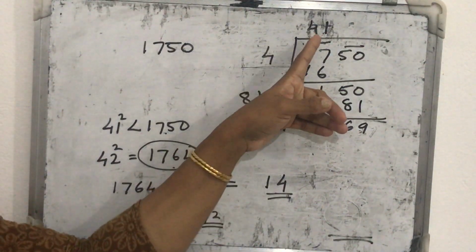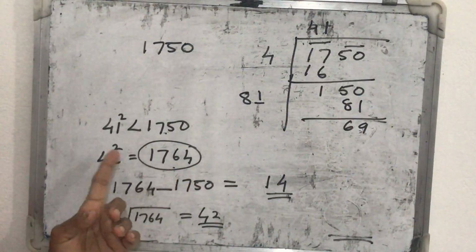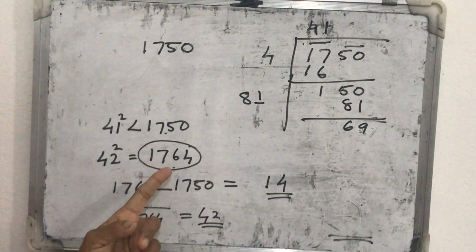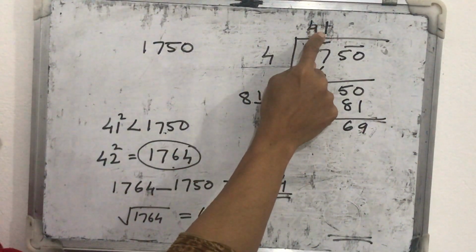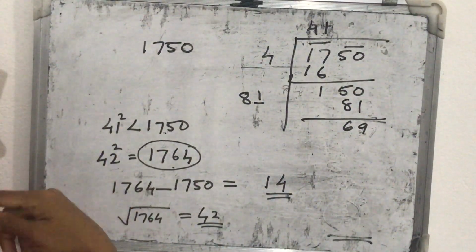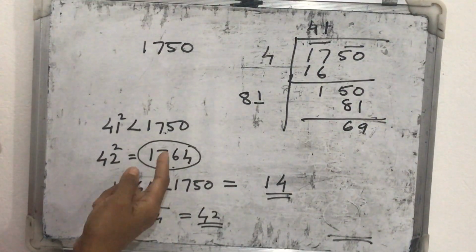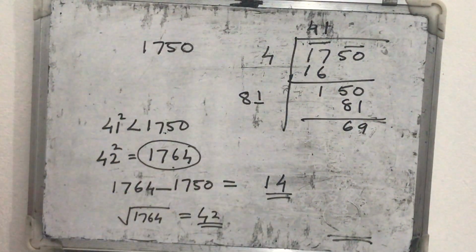Just take the quotient we got, then take the next number and find its square. If the quotient we got here is 41, what is the next number after 41? 42. Then we find its square, 1764. Then that number minus the given number gives the number we should add.